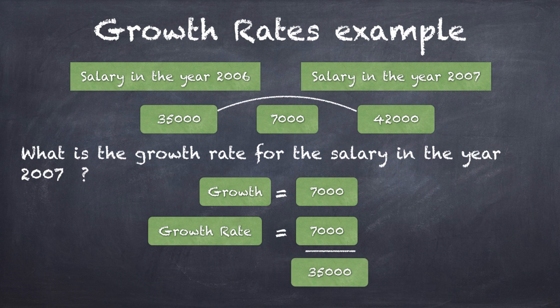That means I want to express this as a percentage of the old value or the base. So 7,000 as a percentage of 35,000. That means 7,000 in the numerator and 35,000 in the denominator multiplied by 100. The zeros get cancelled. I get 7 by 35, which gets reduced to 1 by 5. And then 1 by 5 into 100 gives me 20%. So my growth rate for the salary in the year 2007 as compared to 2006 was 20%. I hope that made sense.